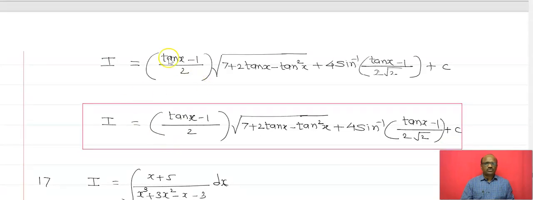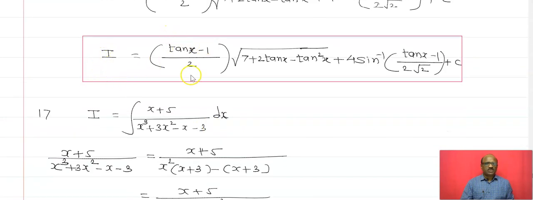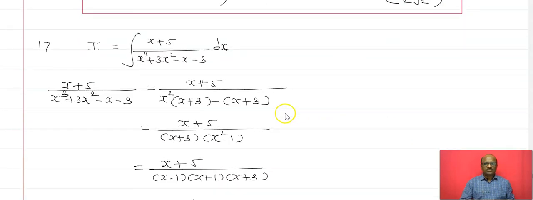And overall you will get I is equal to, resubstituting the value of t, I is equal to (tan x minus 1) upon 2 square root of 7 plus 2 tan x minus tan square x plus 4 sin inverse of (tan x minus 1) upon 2 root 2 plus c, and therefore I is equal to (tan x minus 1) upon 2 square root of 7 plus 2 tan x minus tan square x plus 4 sin inverse of (tan x minus 1) upon 2 root 2 plus c.